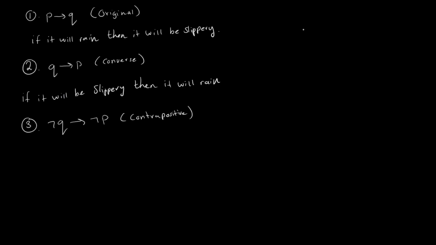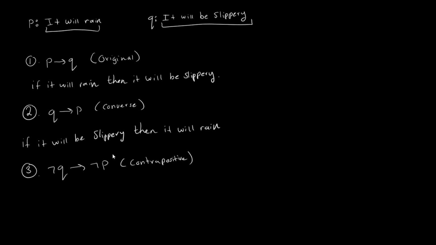Now for our fourth, we're going to be looking at the contrapositive. Now all that's saying, if it is not Q, this implies that it is not P. So let's look at what we have here. So not Q would mean if it is not slippery, then it will not rain. So if it is not slippery, then it will not rain.